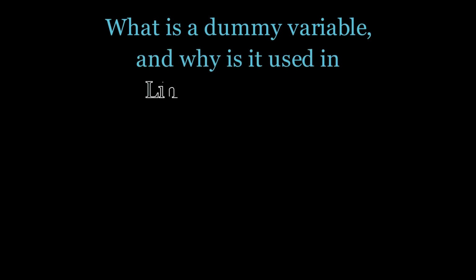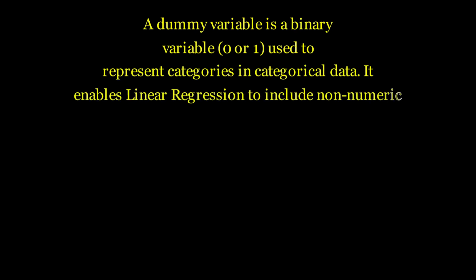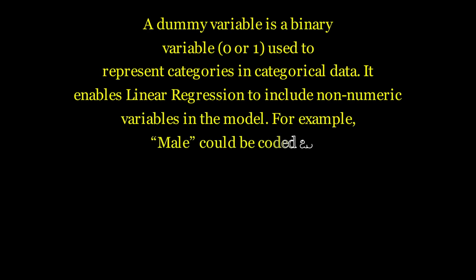What is a dummy variable and why is it used in linear regression? A dummy variable is a binary variable, 0 or 1, used to represent categories in categorical data. It enables linear regression to include non-numeric variables in the model. For example, male could be coded as 0 and female as 1.